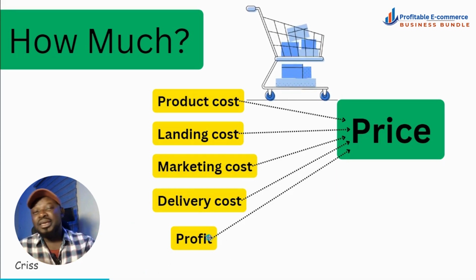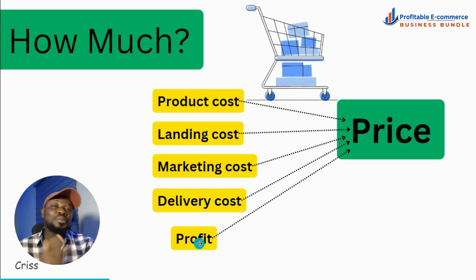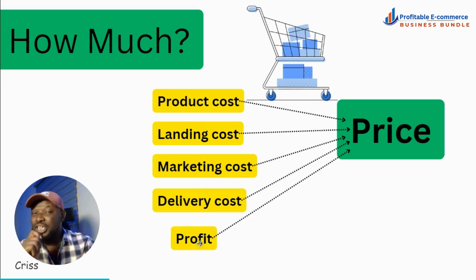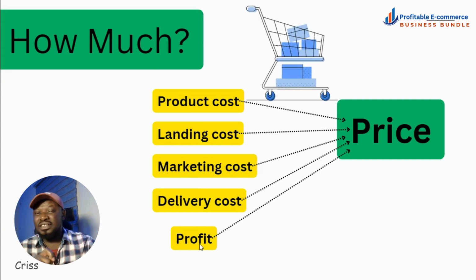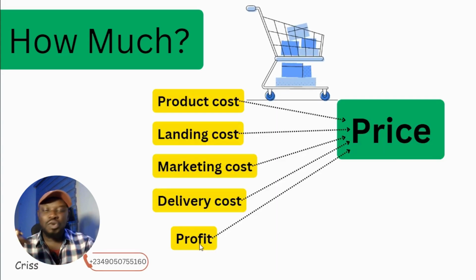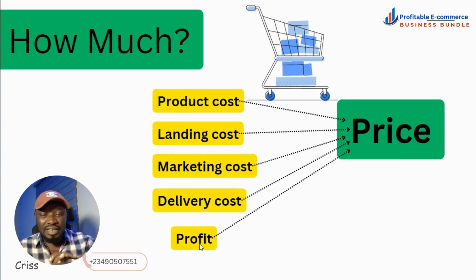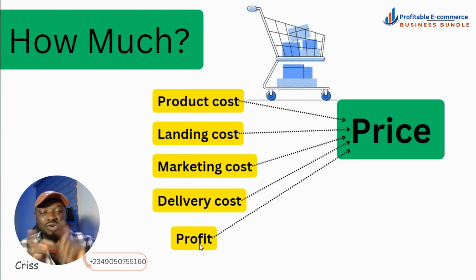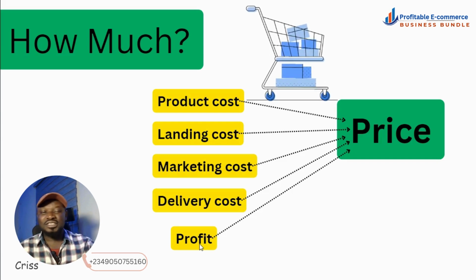Now, you need to make a profit. You bought this product, you need to add your profits. And remember, for e-commerce, every product you sell, you're making nothing less than 50%. That's the limit, 50% profit of that product. So you're adding your own profits, you're looking at the cost of delivering that product, you're looking at the marketing cost, landing cost, and then product cost. That becomes the price of the product.